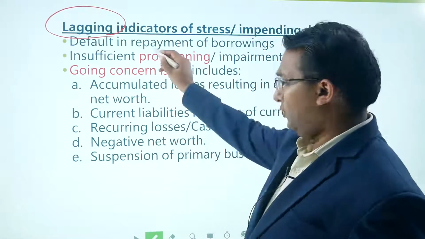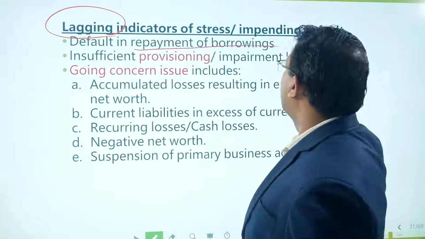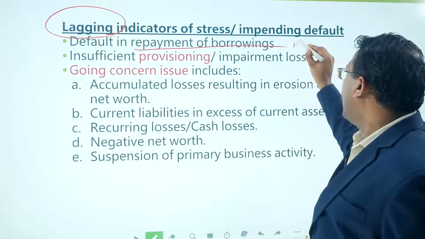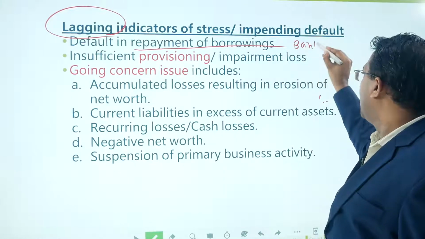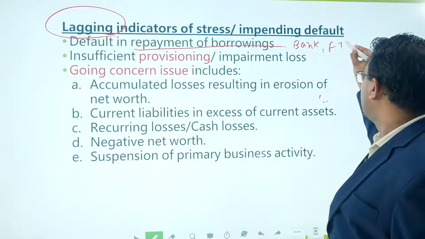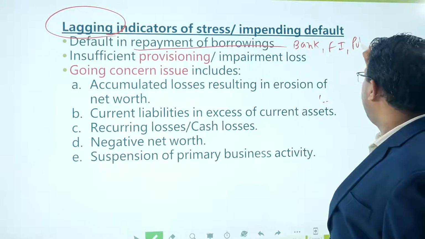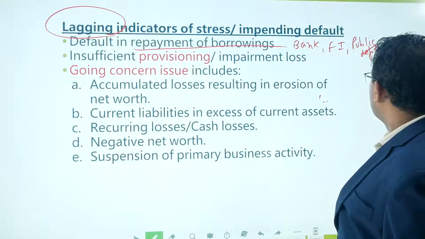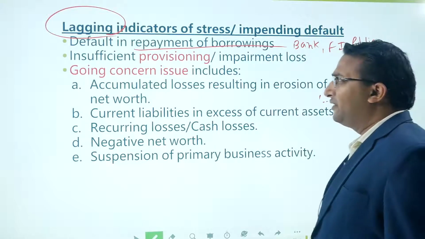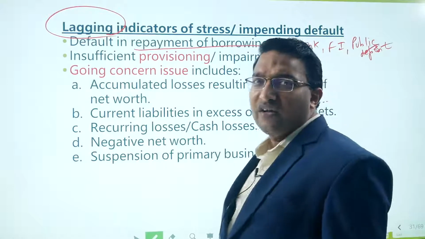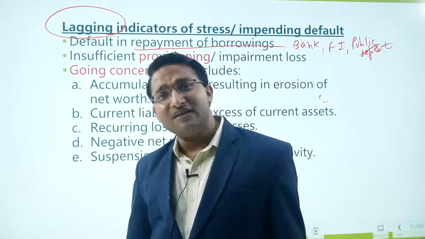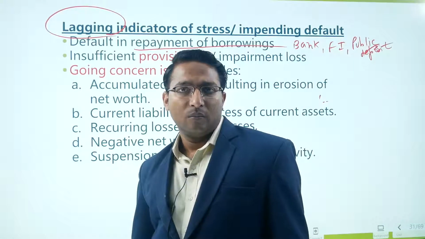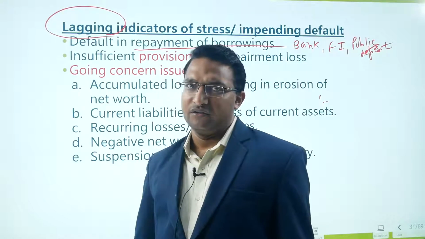First, default in repayment of borrowing. So the company may be borrowing from a bank or maybe from a financial institution, maybe from the public in the form of public deposit, right? So all such kind of borrowing, whether they are being repaid on time or not, if there is a default, why is the default there? By when is the default going to be corrected?